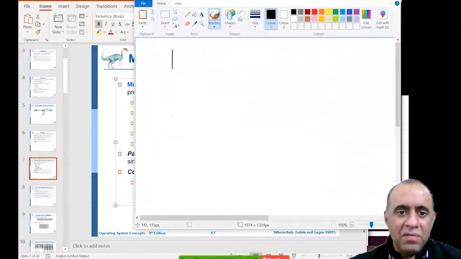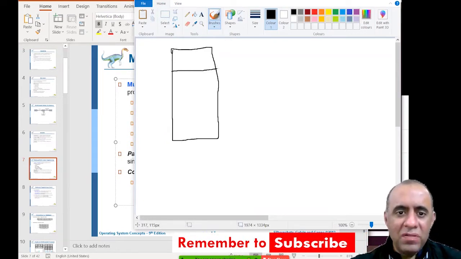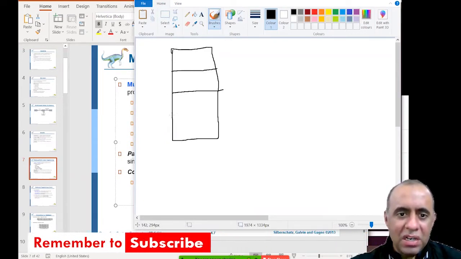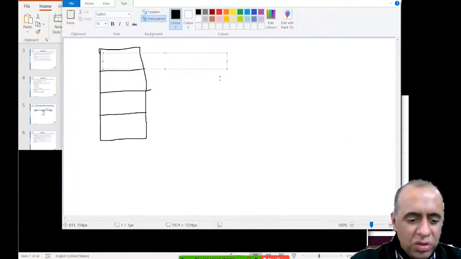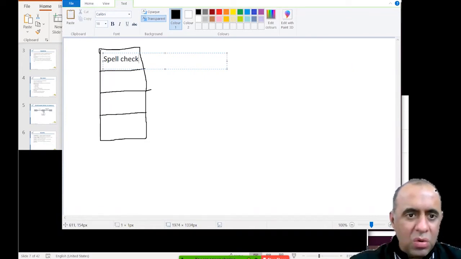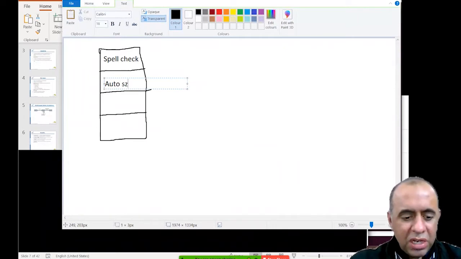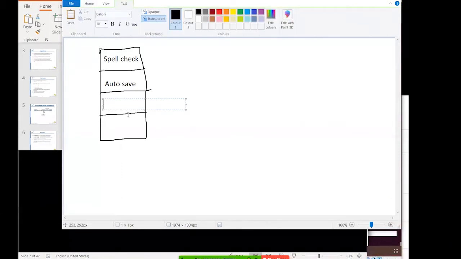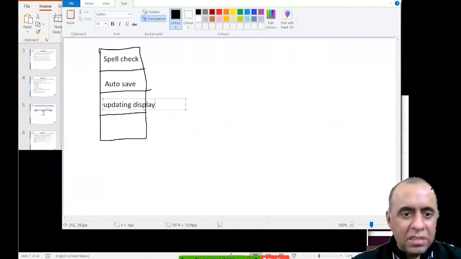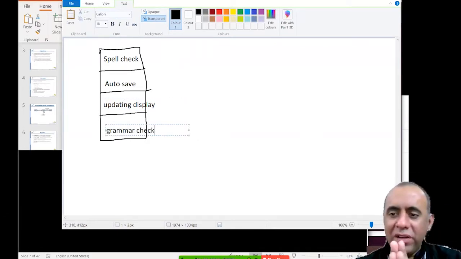For example, if I had a program which was doing 4 different things. Let me write it down. It was a word processing application. For example, it was doing the spell check and it was also doing the autosave in Microsoft Word. You may know about that. And similarly, let's suppose it is updating the display. Similarly, it is, let's say, grammar checking. These are 4 different activities.